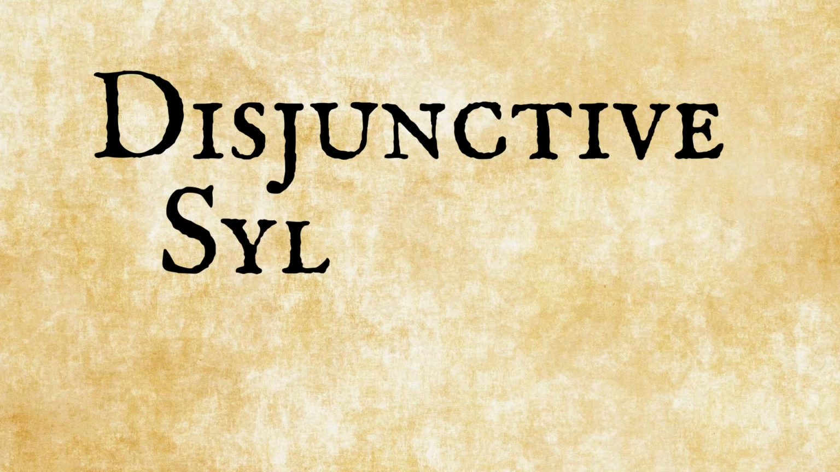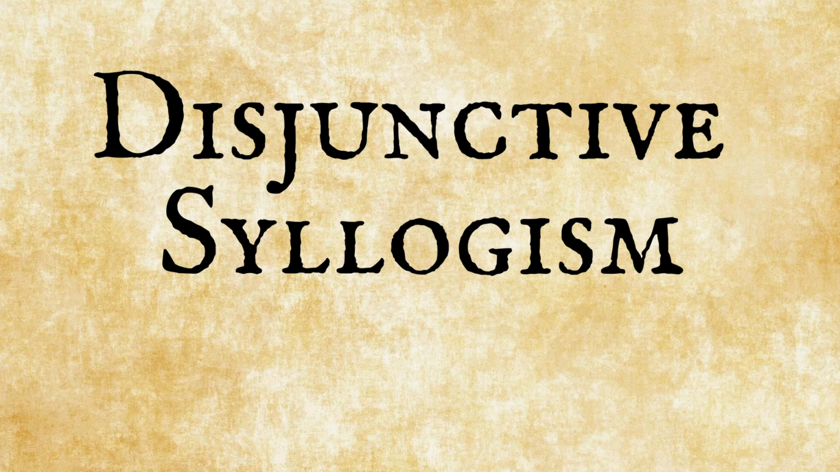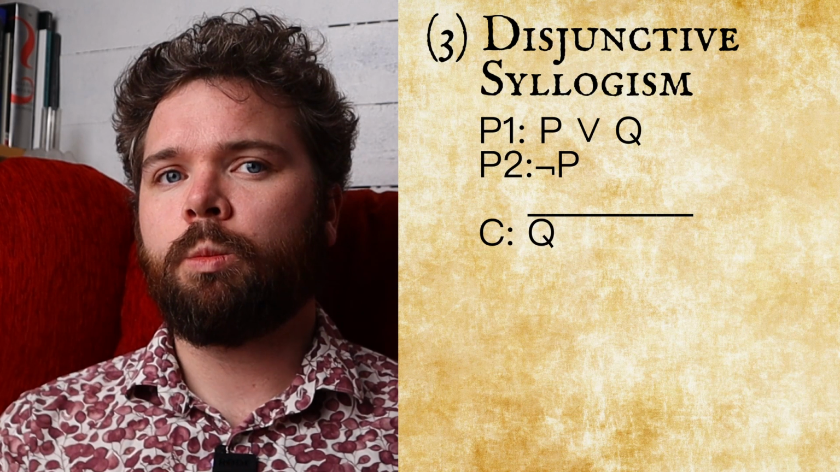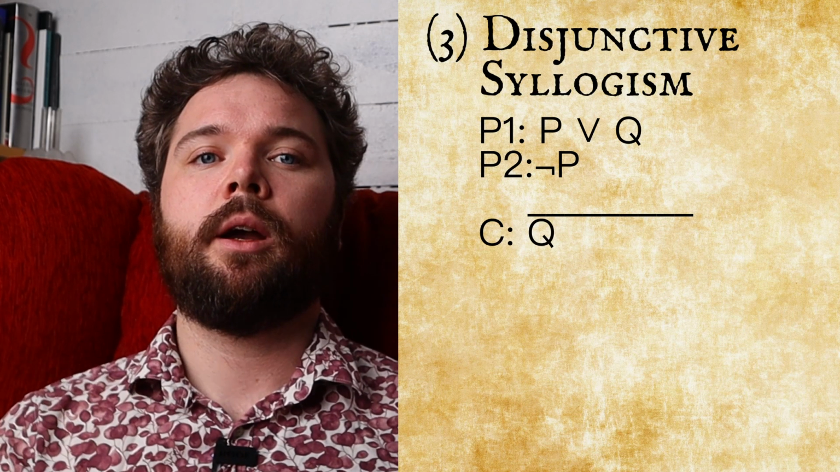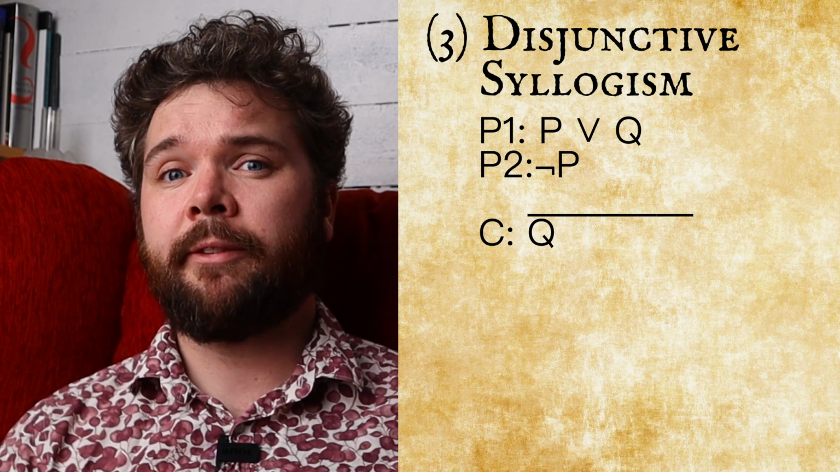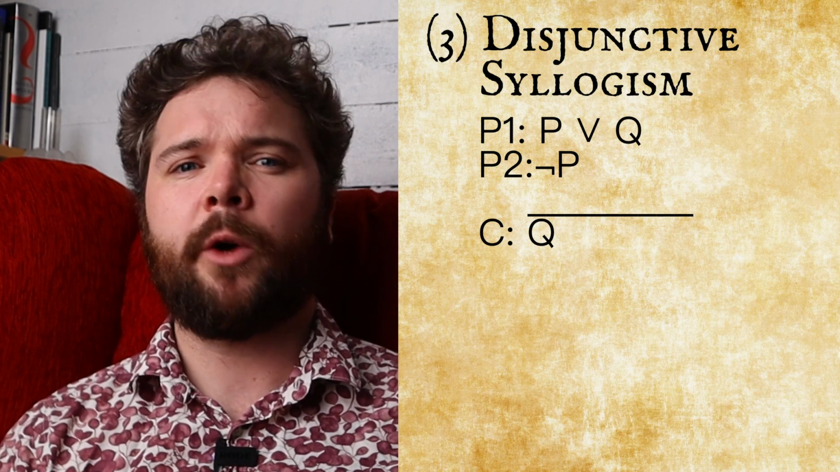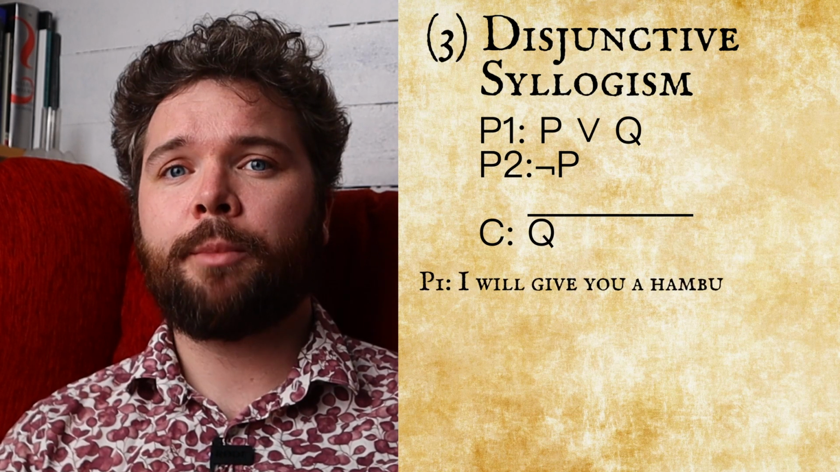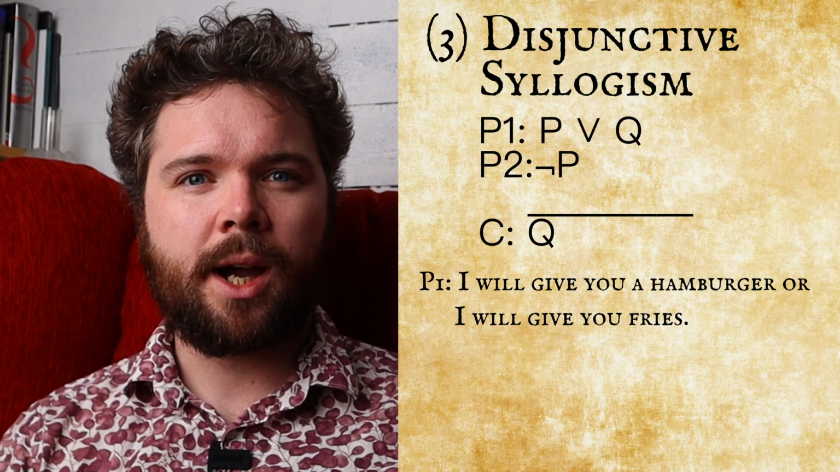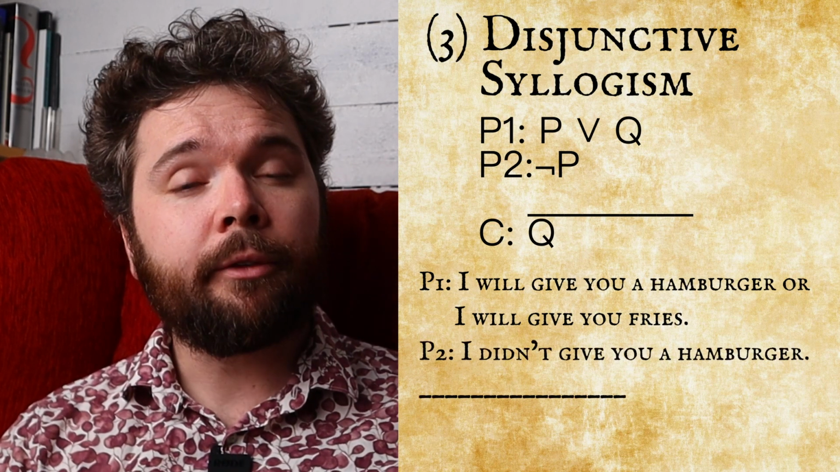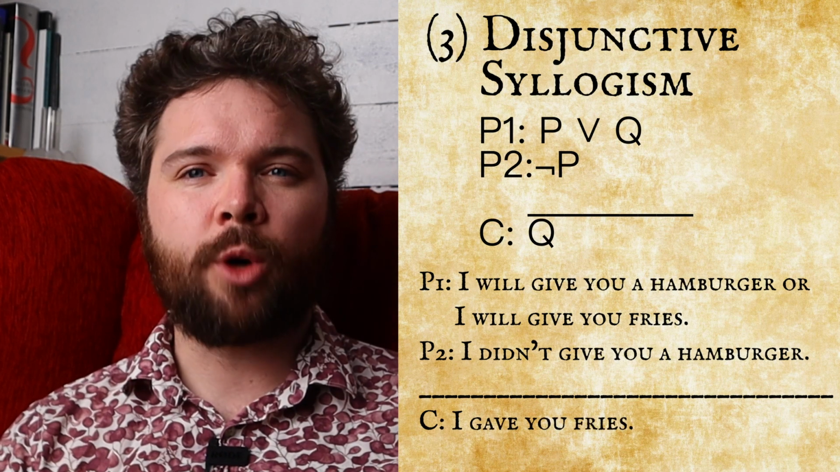Now on to the last one, disjunctive syllogism. Let's take this argument. P or Q, not P, therefore Q. Here, I think we should switch the variable's meaning to make it sound more reasonable. So, I will give you a hamburger or I will give you fries. I didn't give you a hamburger. Therefore, I gave you fries.